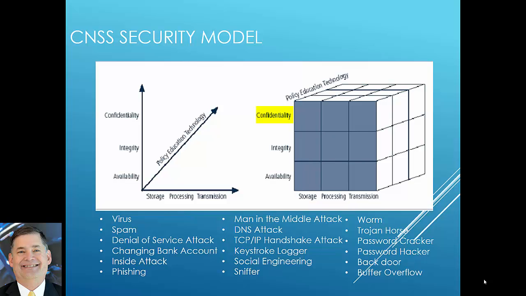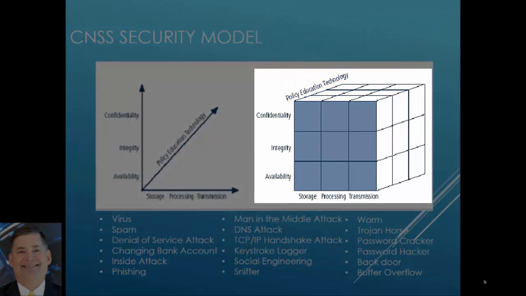Confidentiality. Can I protect the information so that others cannot read it? Can I protect the information through integrity so that others cannot change it? And then availability. Can I protect the information so that others can get to that information? We're going to do that during 3 different phases: the storage phase, the processing phase, and the transmission phase. And then finally, we're going to use 3 tools: policy, education, and technology. You put all of these together and you've got the CNSS security model, or you've got the Macumber cube. You can use either title.